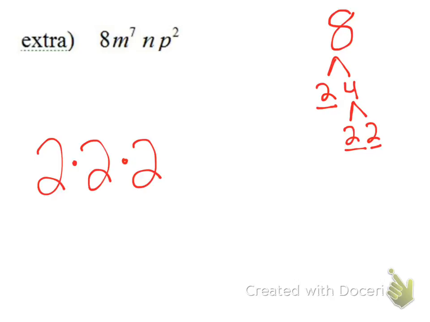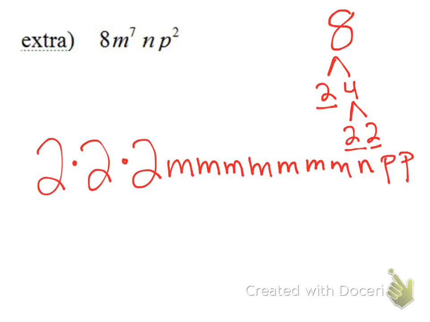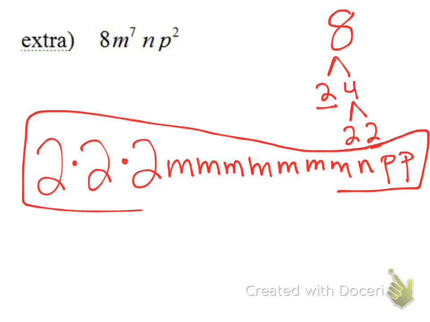Then what do I need? m, m, m, m, m, m, m. Then what? n, and then p, p. Any questions?